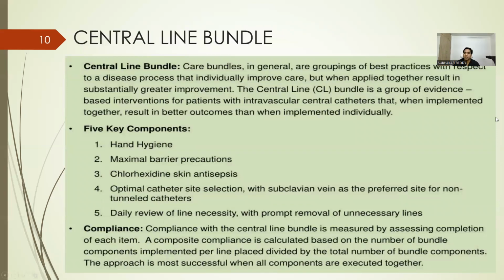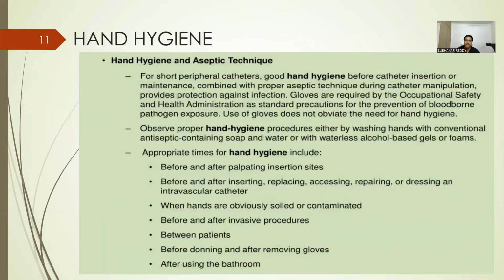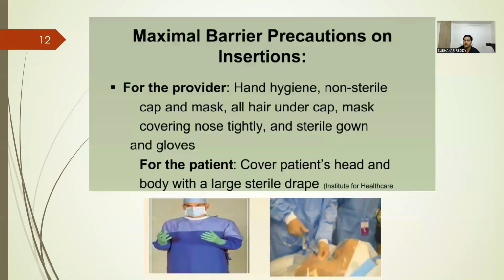Catheter care bundles in general are groupings of best practice interventions. The 5 key interventions are hand hygiene, maximal barrier precautions, chlorhexidine skin antisepsis, optimal catheter site selection, and daily review of line necessity. On hand hygiene, the 5 moments of hand hygiene should be adhered to. OSHA requires gloves for prevention of blood-borne pathogen exposure to healthcare workers. The use of gloves does not obviate the need for hand hygiene. You need to do hand hygiene.